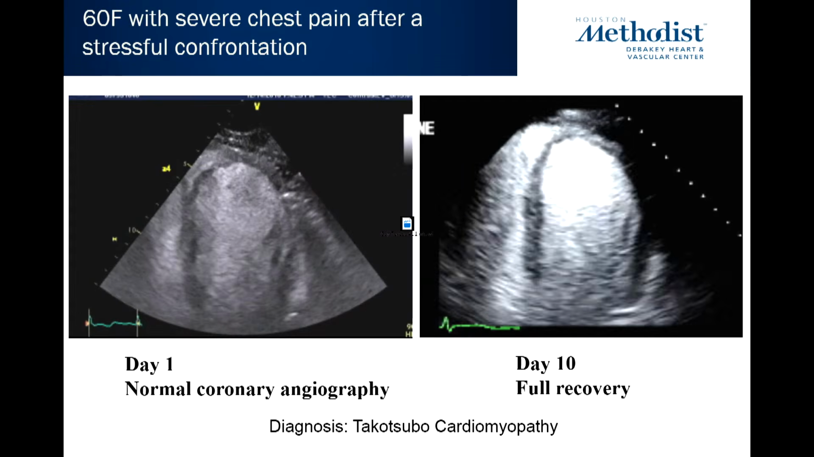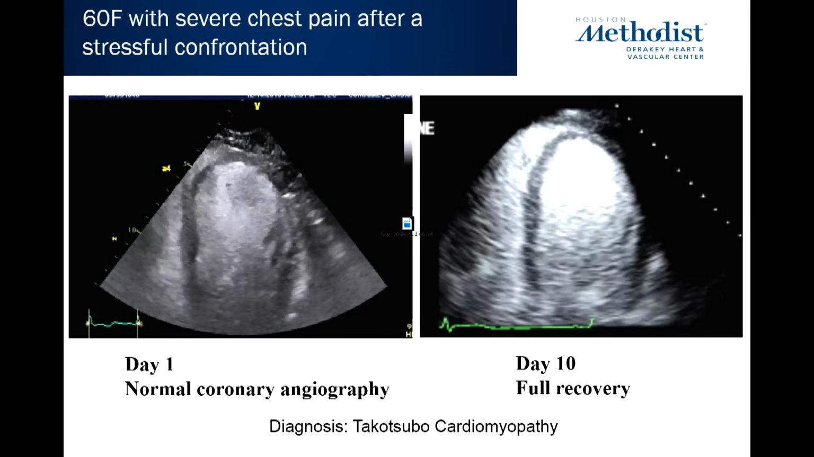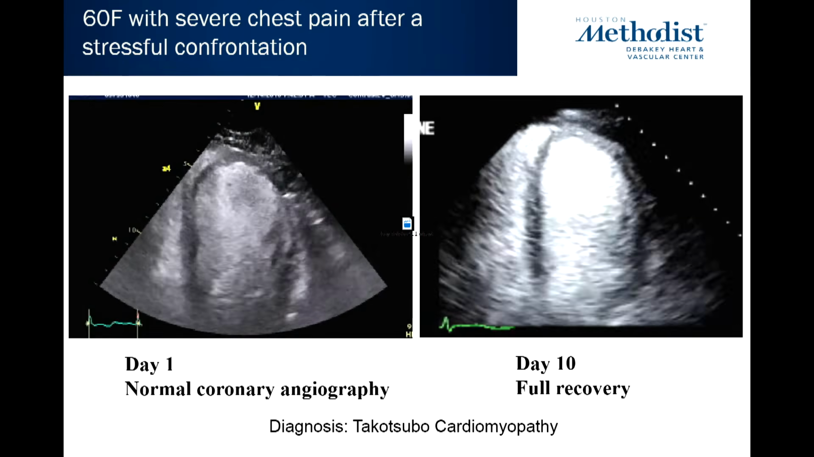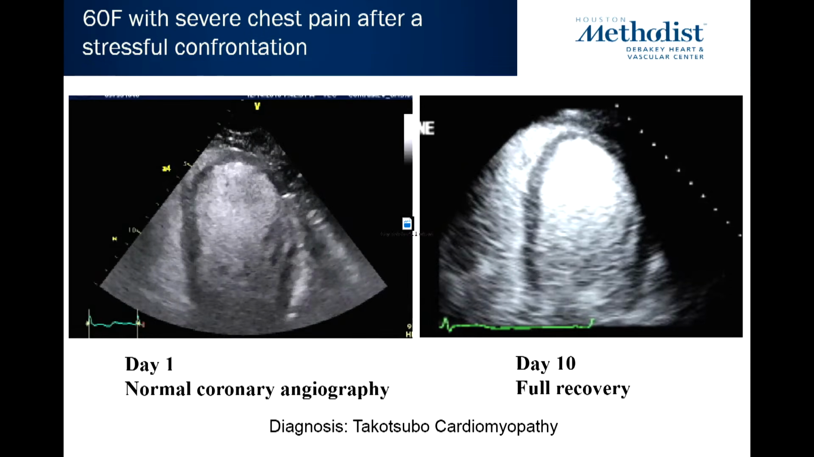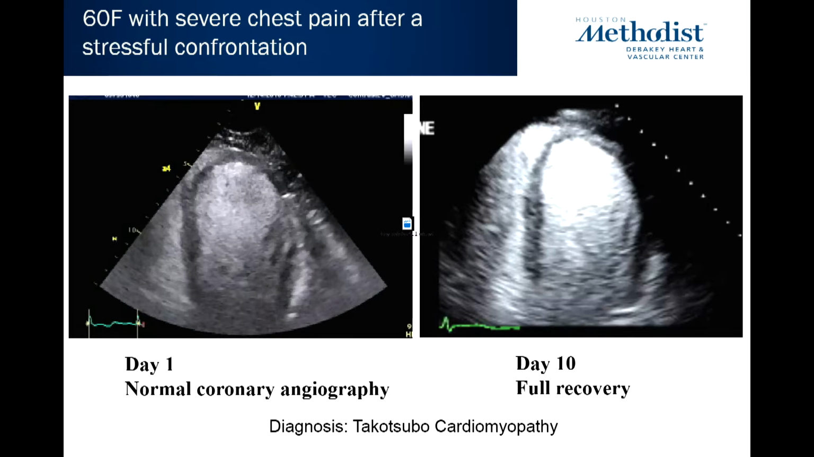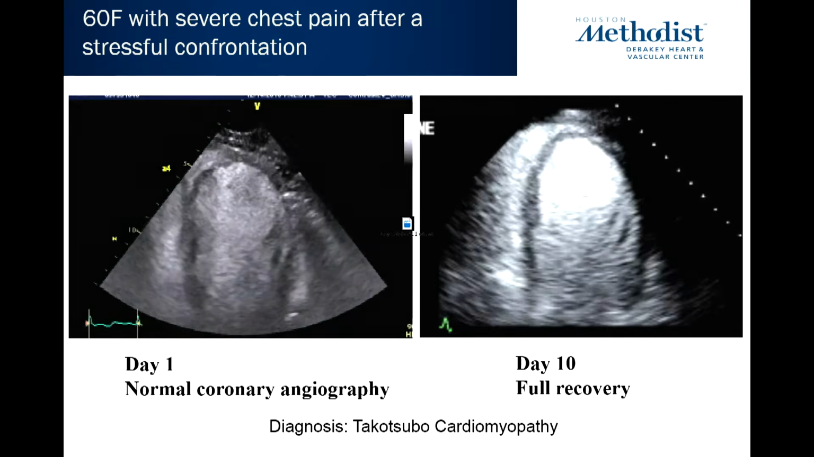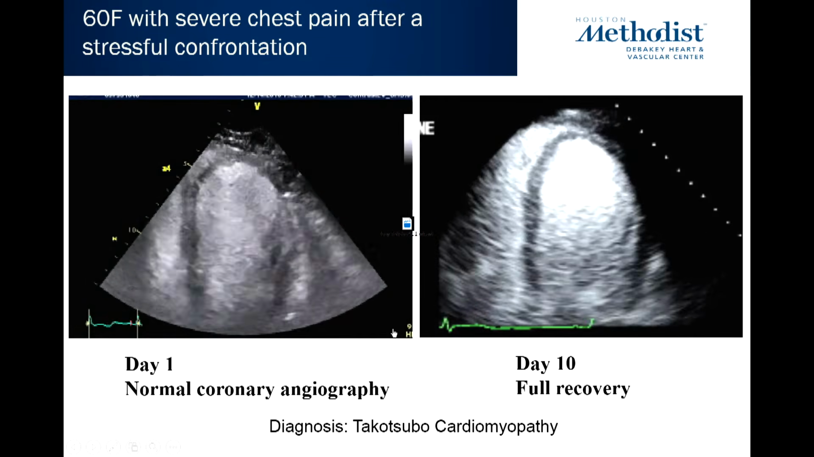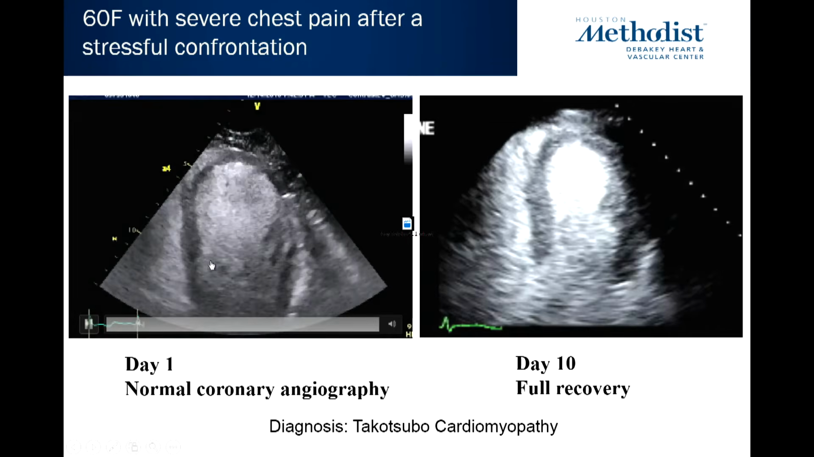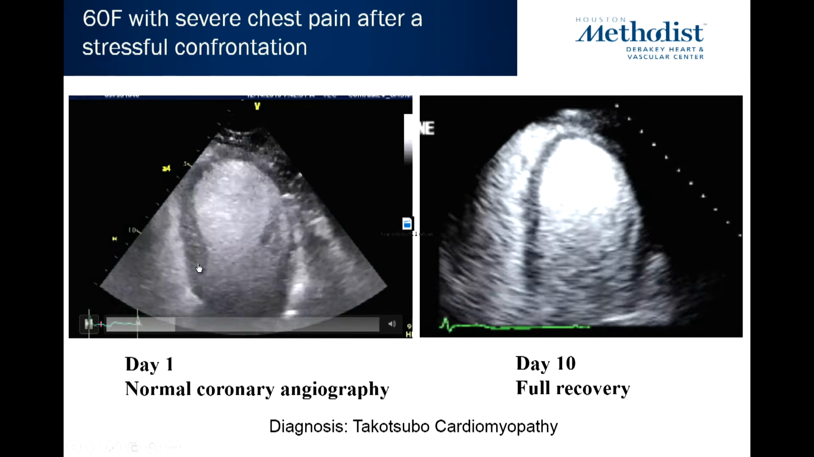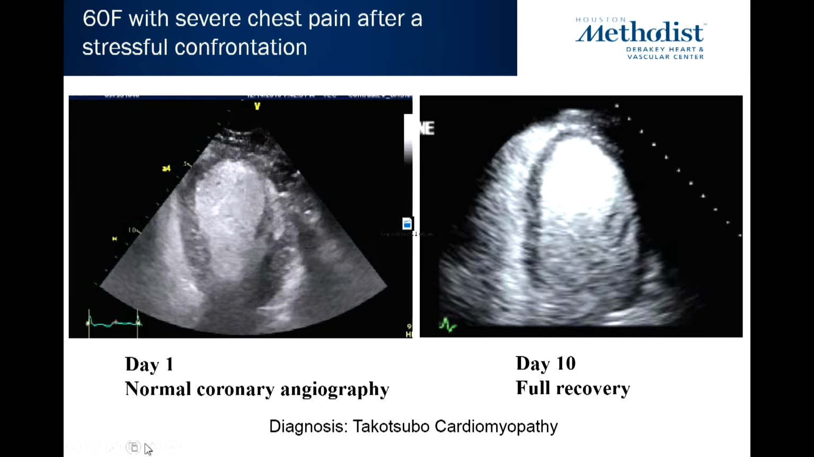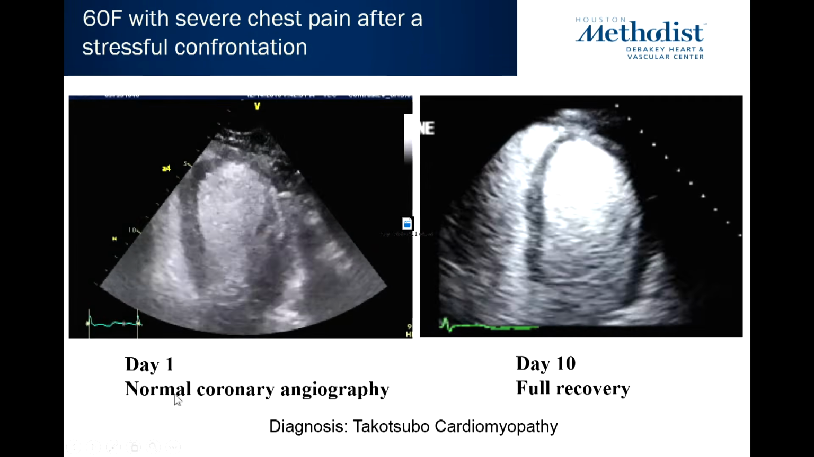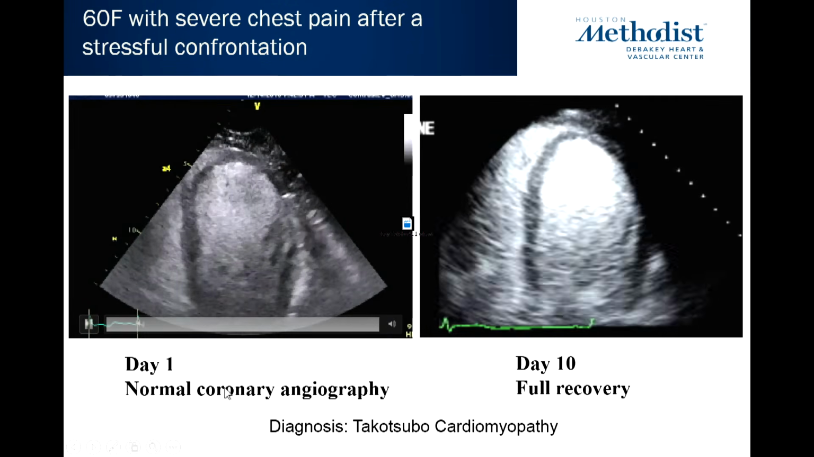Now, this is another condition that we see quite often here, right? A 60-year-old lady. She was in a very stressful confrontation, came in with chest pain, and looked like an LAD infarct, normal coronaries, and 10 days later, she's recovering very nicely. So this is the apical ballooning, Takotsubo, stress-induced cardiomyopathy. Those are all terms that have been used. This is the most common, but not the only version.